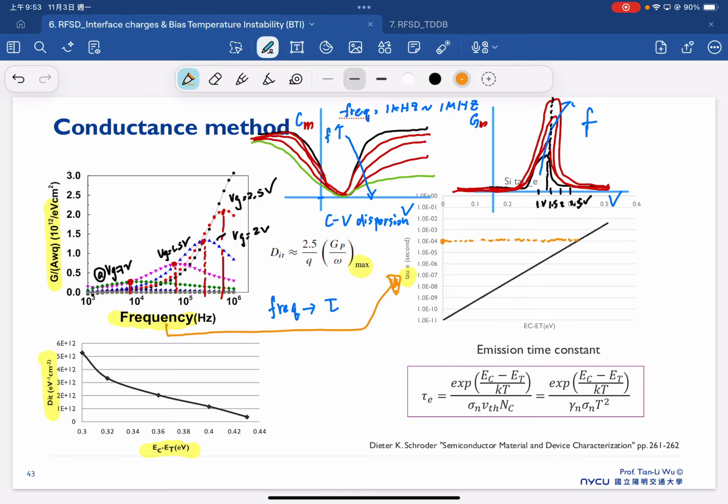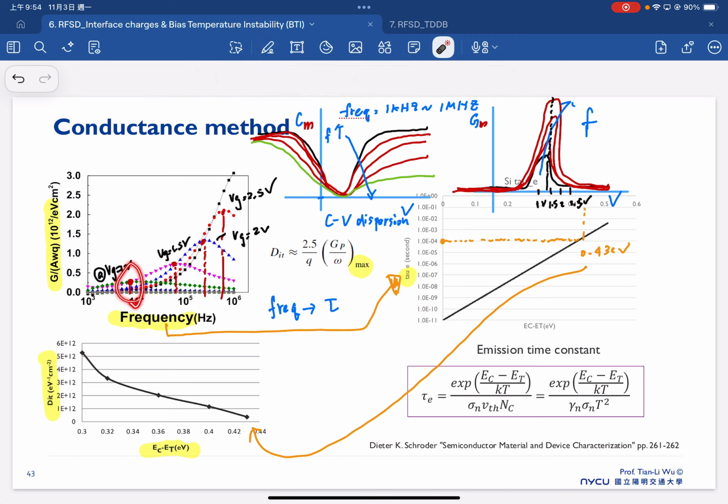The energy level shown here will be roughly equal to 0.43 electron volt, which will be this here. So state by state, we have this low frequency equal to 0.43 electron volt. With a little bit higher frequency, this goes to 0.4, and the highest one goes to 0.32 electron volt.